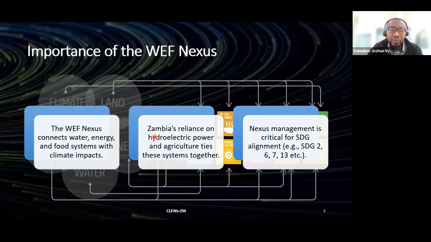So the significance of the water-energy-food nexus, especially in the Zambian context, is that this nexus is critical for the attainment of the Sustainable Development Goals. Zambia relies on hydroelectric power, and it also relies on agriculture for livelihood. These systems are interconnected, which makes studying such a nexus key. Such a nexus connects the energy, food, and water systems.